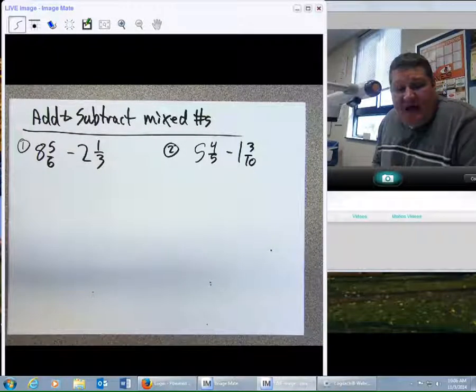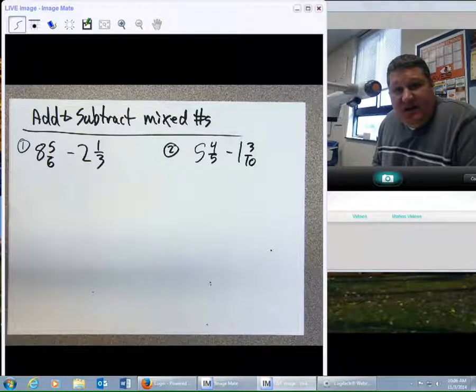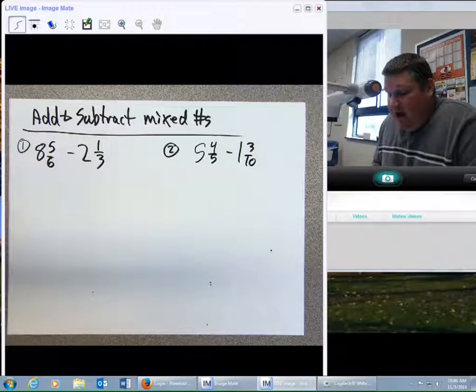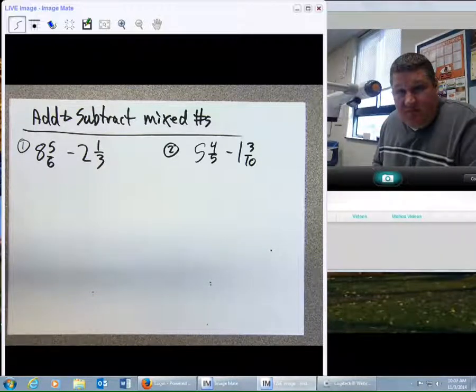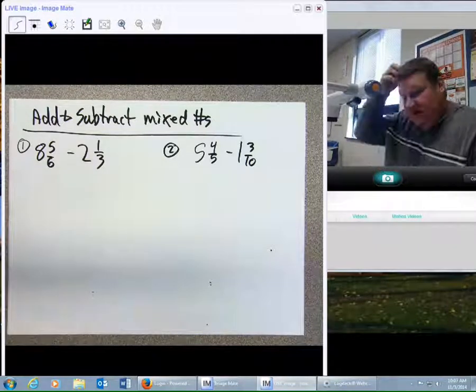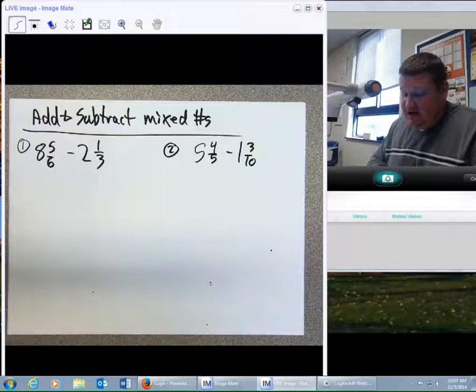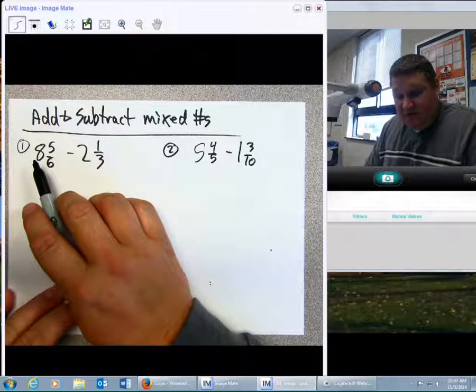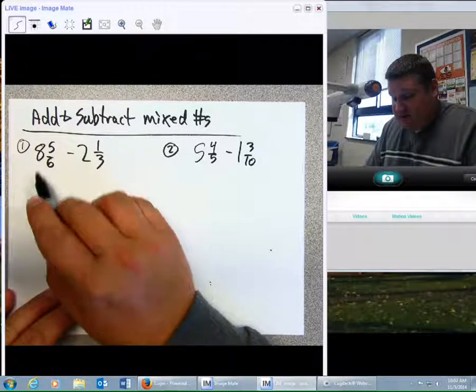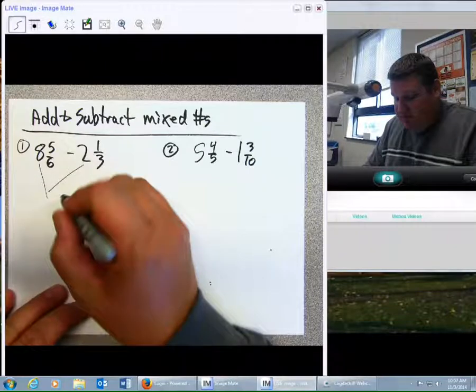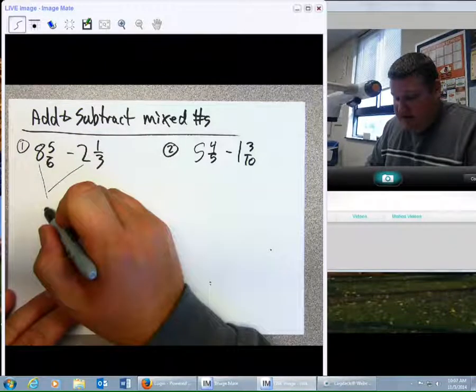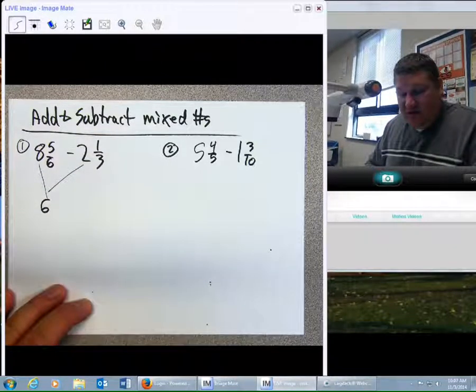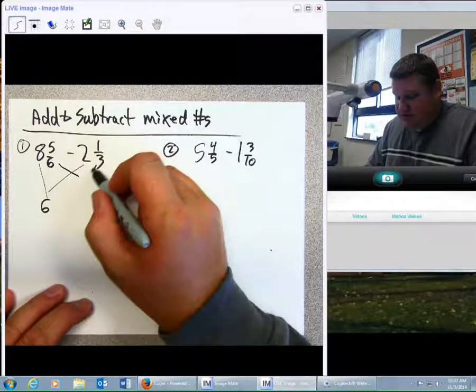Okay, now that we have added fractions with like bases, added fractions without like bases, now we need to add and subtract mixed numbers. Adding and subtracting mixed numbers is not that challenging. In many cases, our first attempt is to do it the easy way. The easy way is to take the big numbers, put the big numbers together. 8 minus 2 is 6. Then take the fractions and try to put the fractions together.